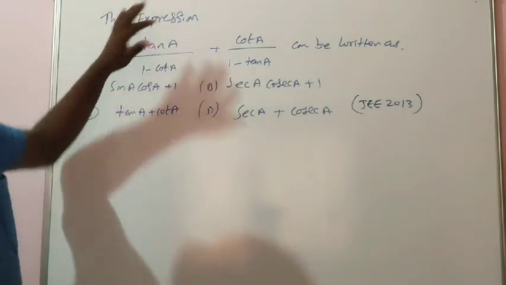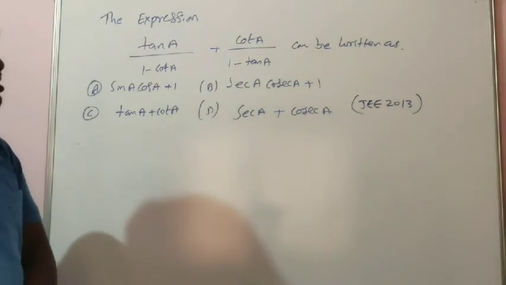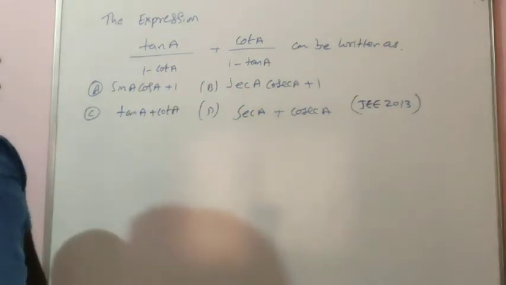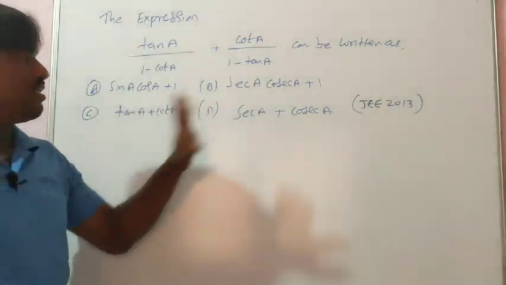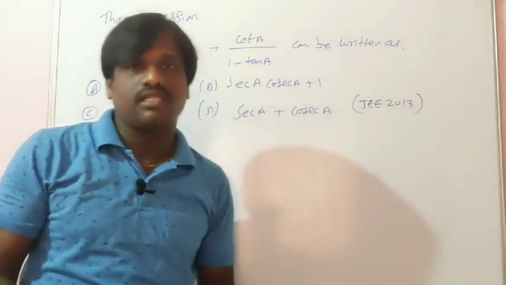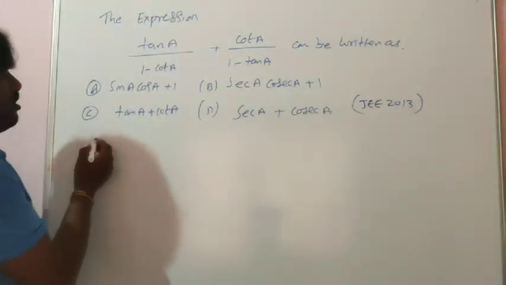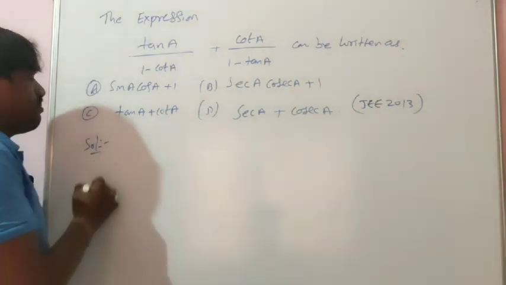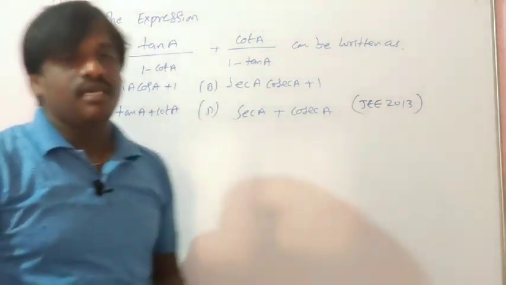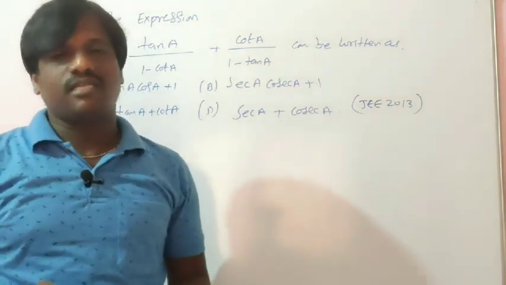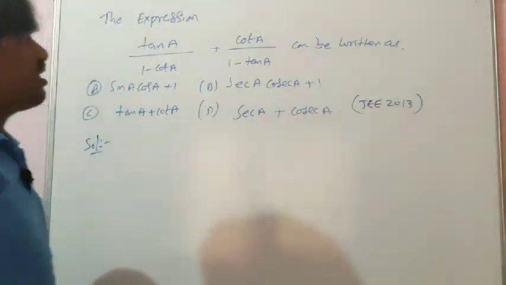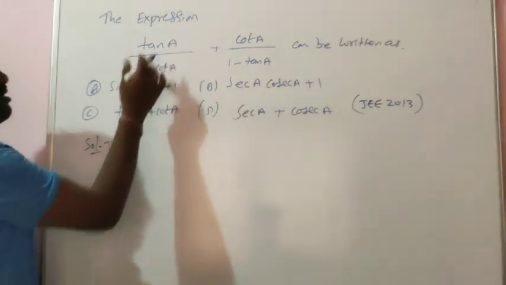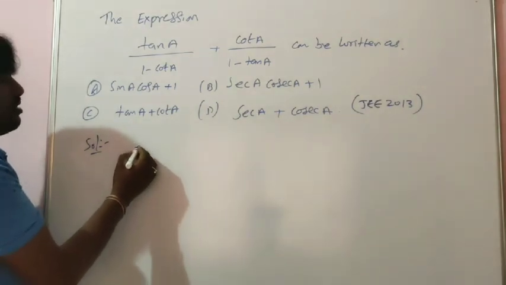So here the expression is tan A upon 1 minus cot A plus cot A upon 1 minus tan A, which can be written as one of the options. Yes, this is a JEE Mains 2013 question. Let us see how to solve this. Writing tan theta as sin by cos, you can get the answer, but it takes many steps. So what is an easy method to solve this?